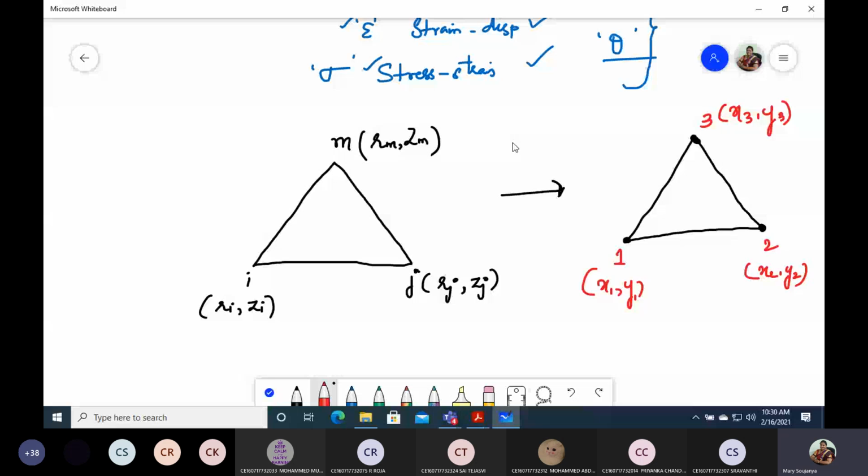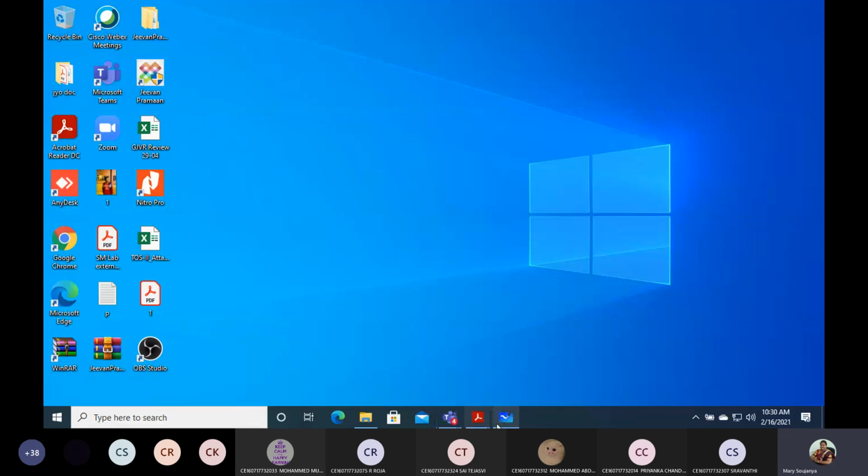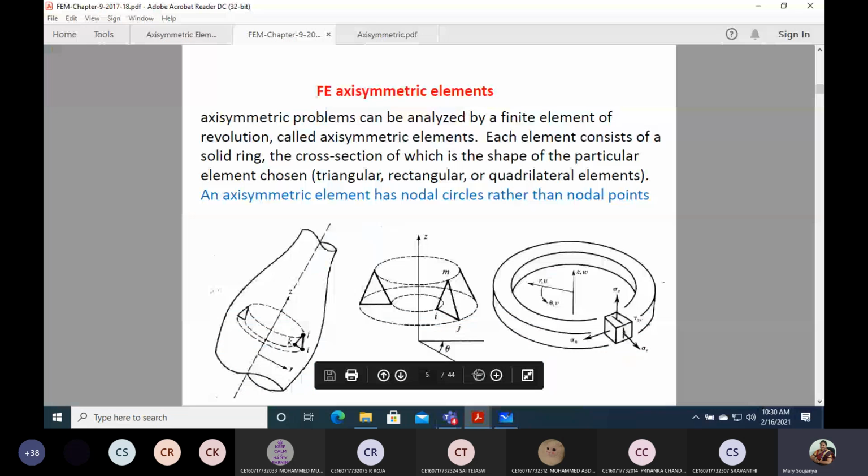If it is a ring element with a rectangular cross section, whatever terms we have taken for a 2D rectangular element, how we derived the shape functions considering the coordinates, that can be adopted. Axisymmetric is not that difficult, but you have to understand the directions.